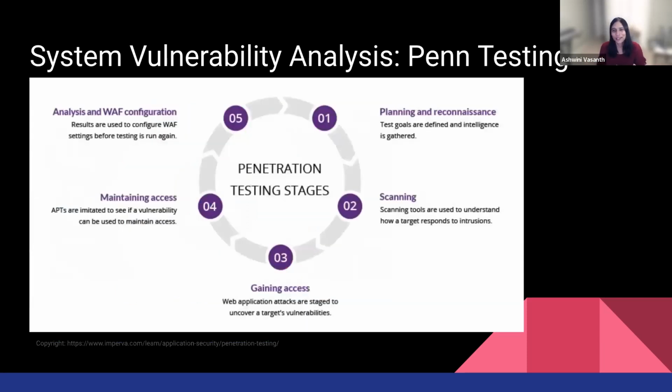Going one step further, there is something called pen testing, where you, of course, set the goals of how you want the overall intelligence gathered. And then you use scanning tools to understand how a target actually responds to intrusions. And then you actually launch these web application attacks on yourself, right? So you stage it and you try to target those vulnerabilities. And then you have maintaining access. So APIs are imitated to see if the vulnerability can be used to maintain the access. So you've gained access, that's great, but how do you maintain it, right?